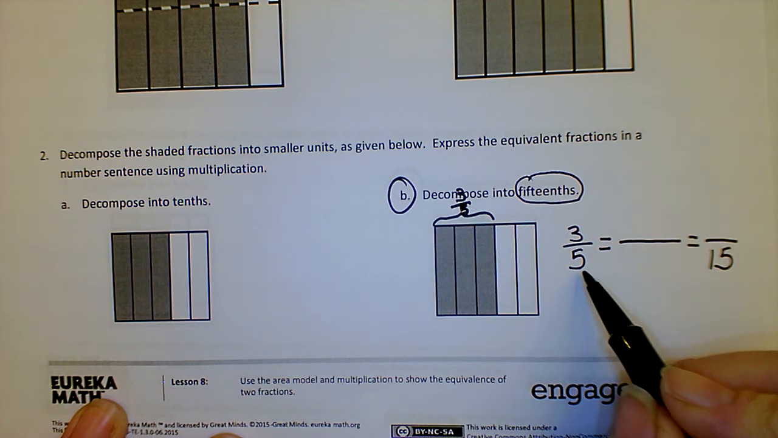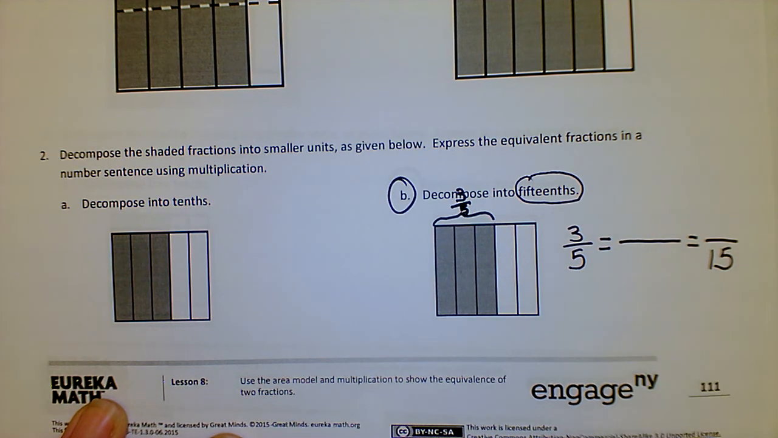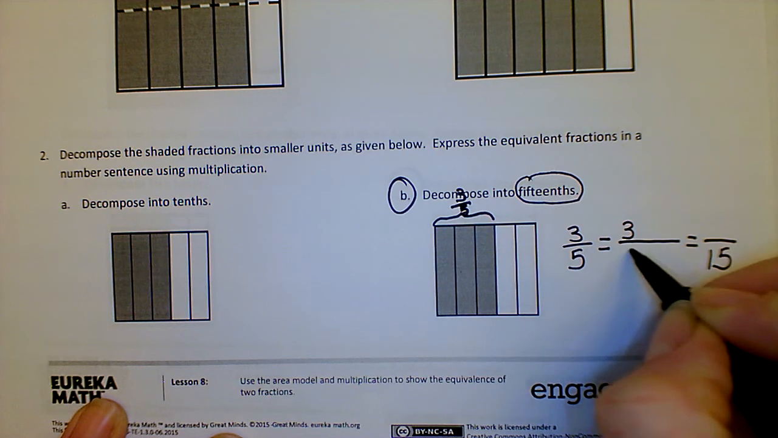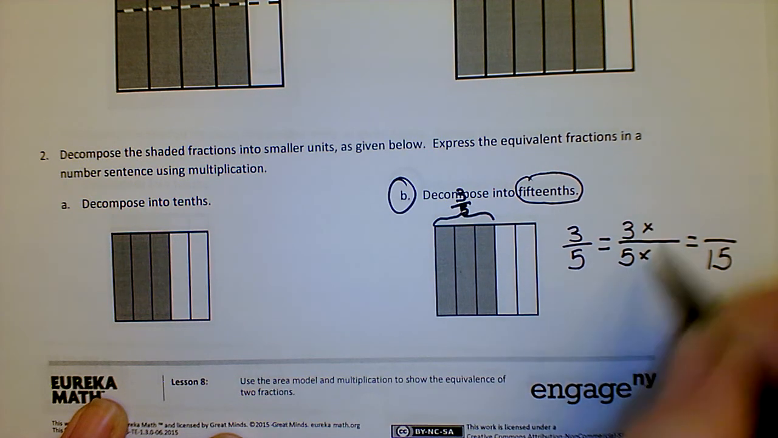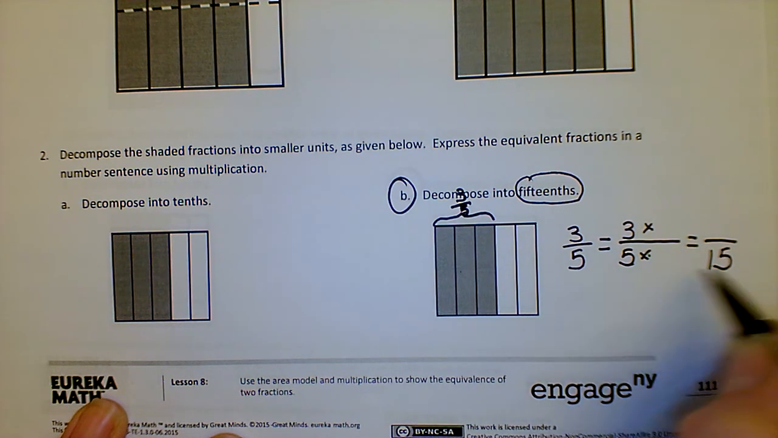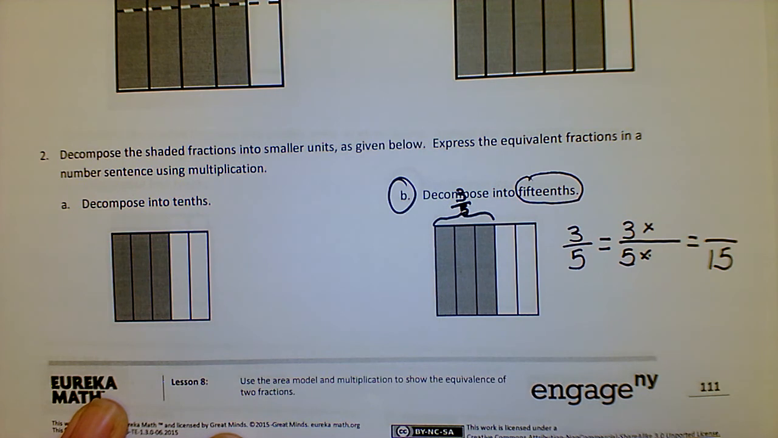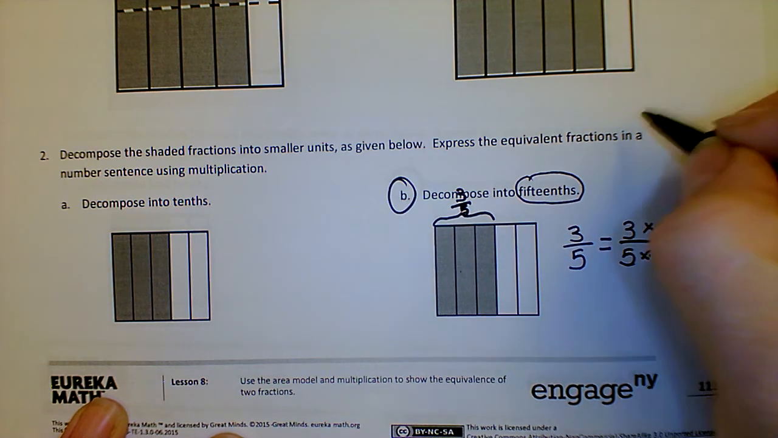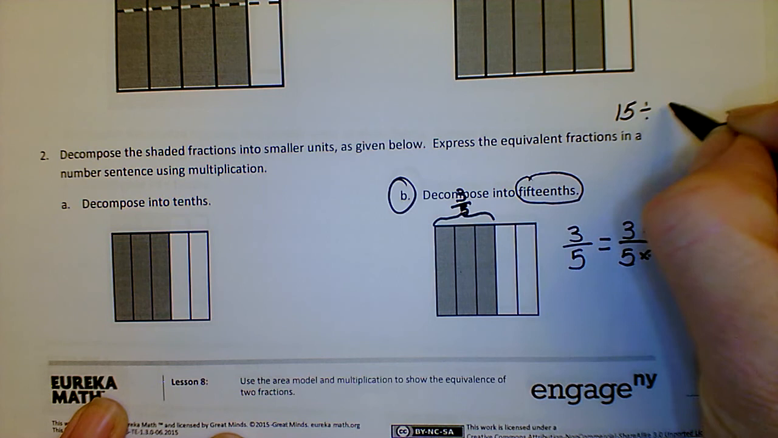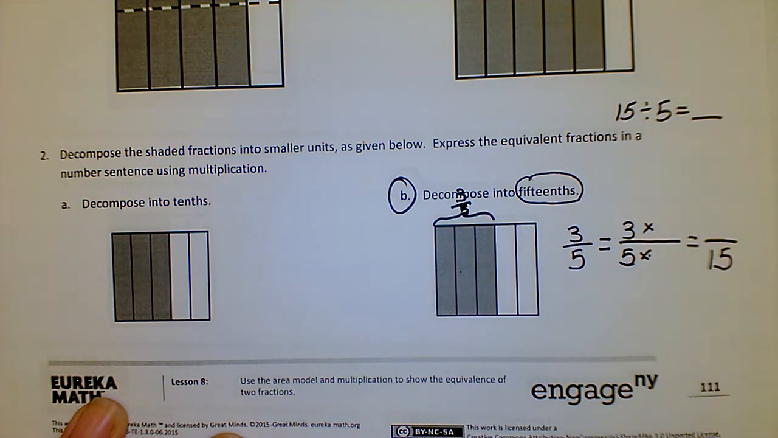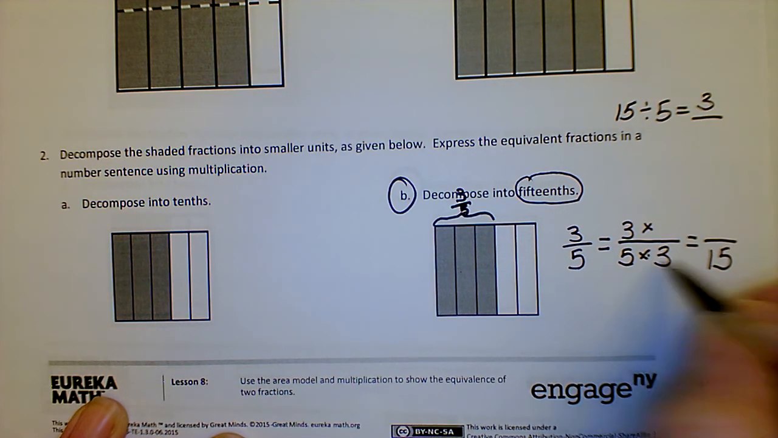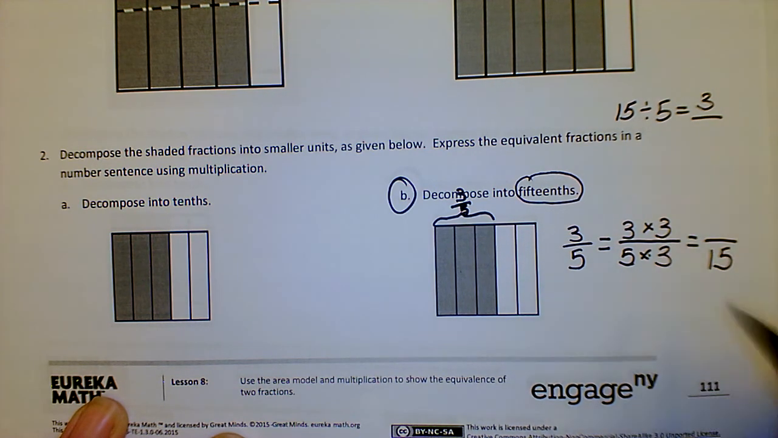So I have to think 5 times what number is going to get me to 15. Remember, we're going to go ahead and show how we're making this happen. So 5 times some number is going to give me 15. If you can't figure out that in your head, what you can always do is say, oh, 15 divided by 5 will also give me that number I'm looking for. Well, hopefully you all know it's 3. So now I can go ahead and I can write that 3 here and a 3 here, because again, if I multiply by 1, I'm still maintaining the value of that.